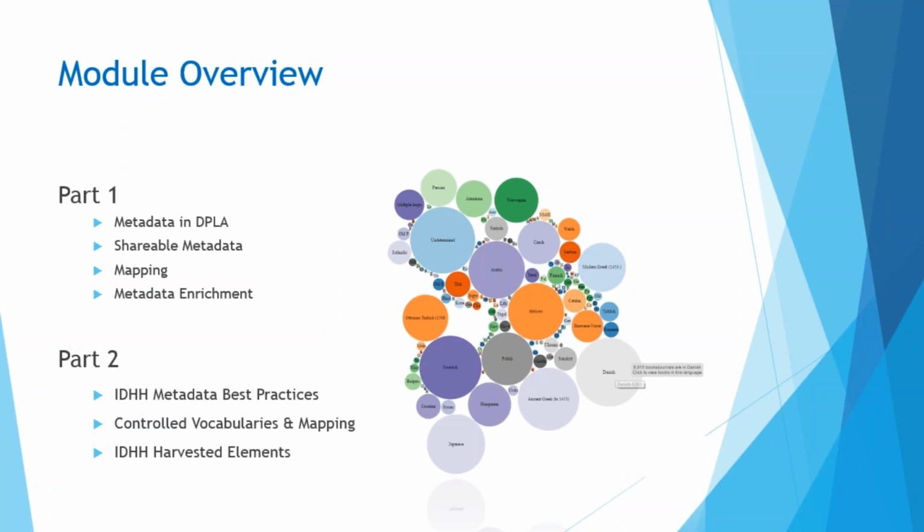The second part we'll talk specifically about the Illinois Digital Heritage Hub metadata best practices, and then why controlled vocabularies and mapping matter, as well as which elements get harvested by IDHH and then made available in DPLA.